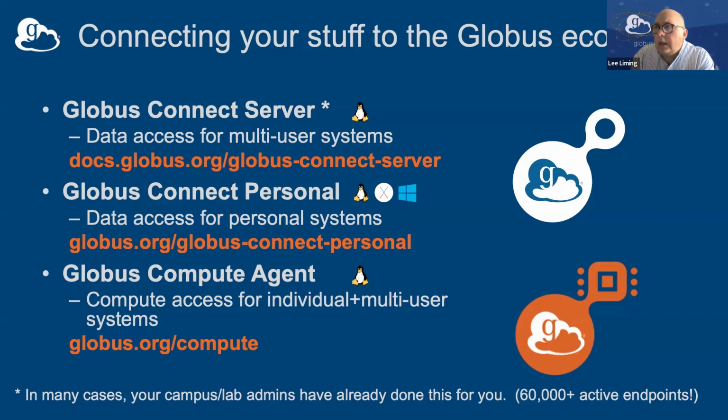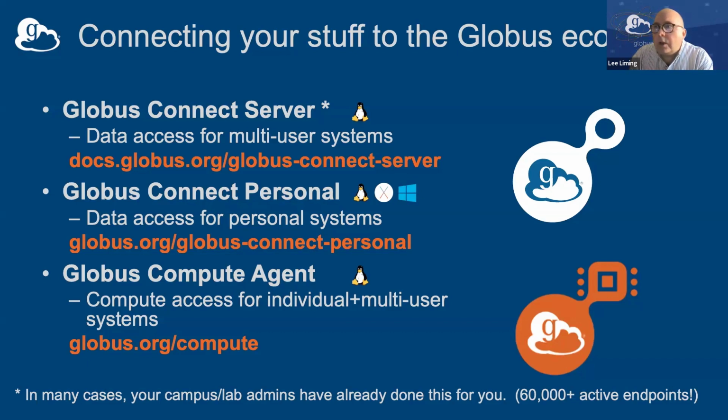The answer to that is that we provide actually three pieces of software, two for data and one for compute. The two for data are called Globus Connect. There's a server version and a personal version. That is used to make the data on a system available via Globus. Does not mean that you're sharing the data with the world. It just means that you are making it possible for you as the owner of the data to share it with other people or to access it using the Globus interfaces.